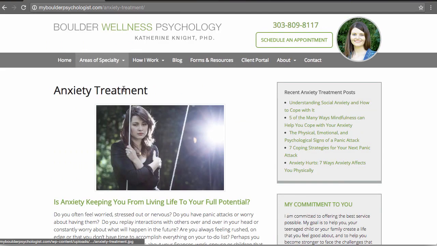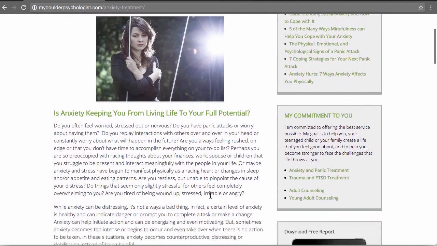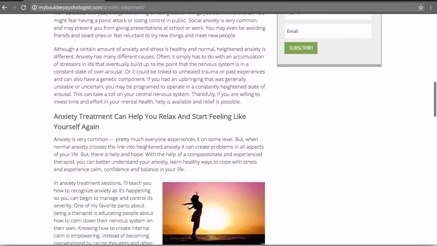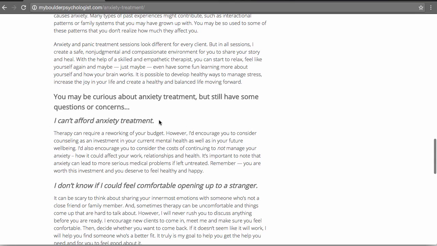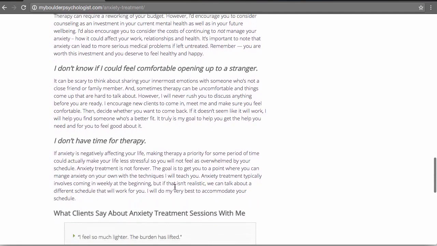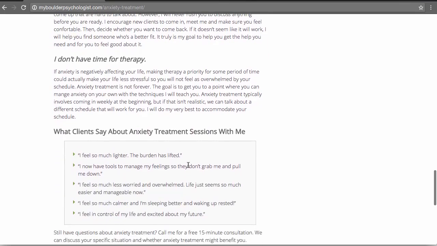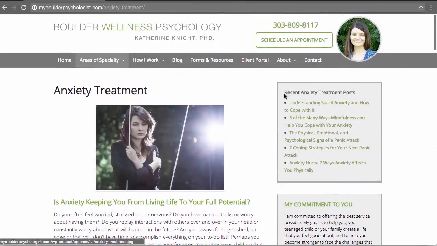So let me go here, anxiety treatment. It's a young woman there. Relax, start feeling like yourself again. Oh, good. They're talking about affordability. That's good. Is she going to feel comfortable opening up to a stranger? Is she going to be able to work this into her life? At least she's answering these questions. Okay. And then, let's see here.